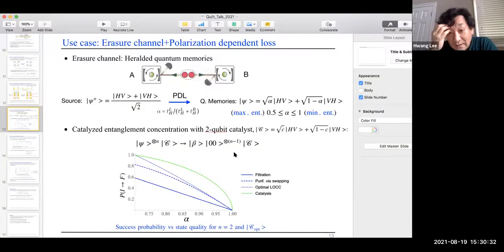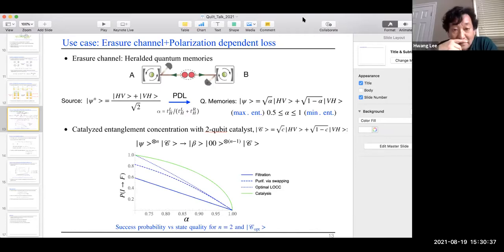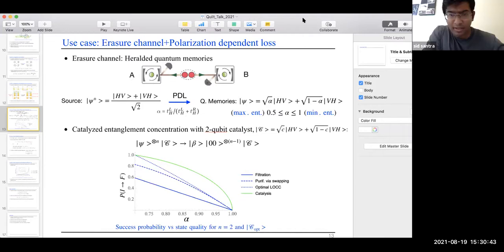Did anyone have anything else? Yeah, just a quick one on page 13. You talked about the polarization dependent loss, and it seems like another loss, but rotation. Why do you call it that way? You have a pure Bell state, and then the memory gets the pure state, even if there is loss. Right.